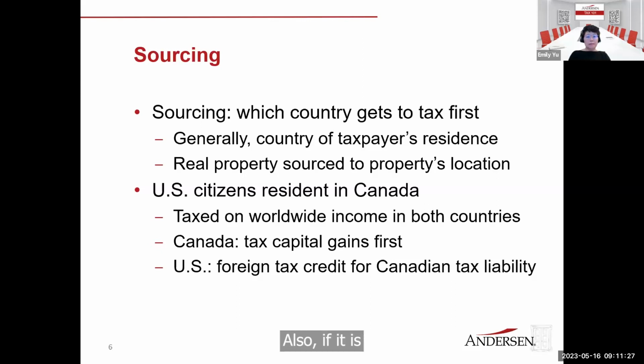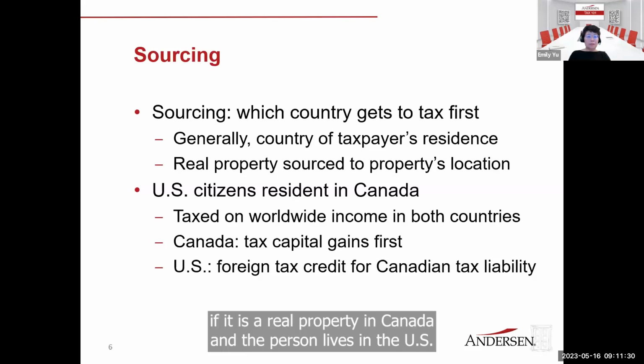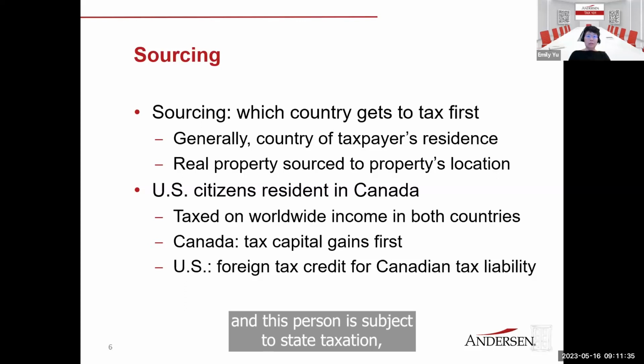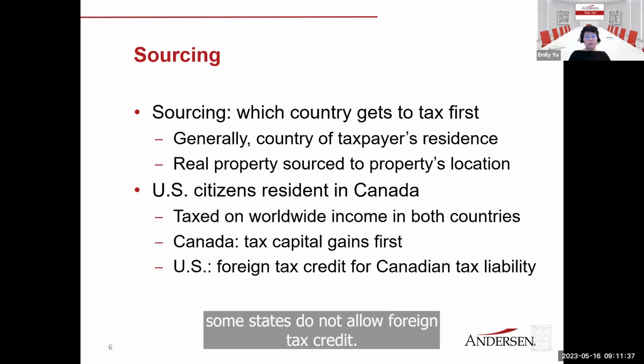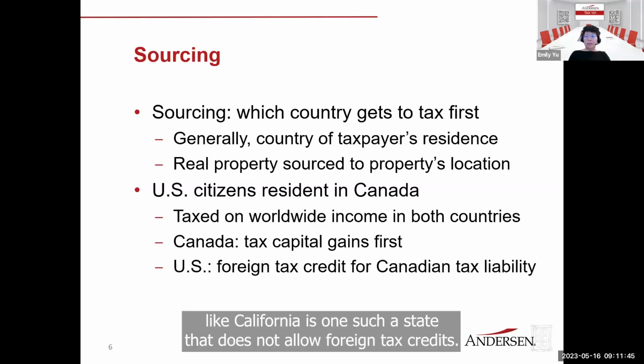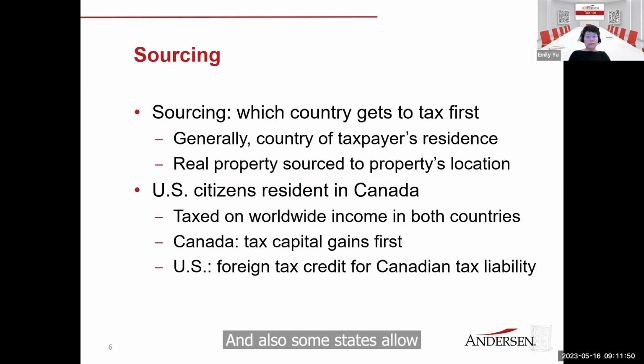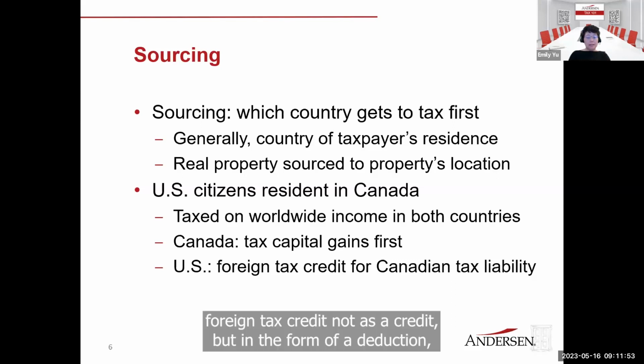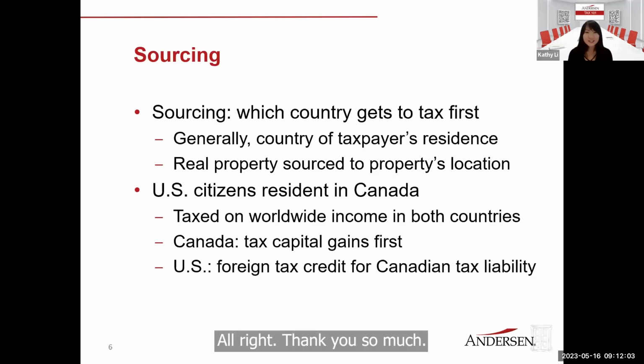Also, if it is real property in Canada and the person lives in the US and is subject to state taxation, some states do not allow foreign tax credit. We mentioned California being a special high tax state. California is one such state that does not allow foreign tax credit. And some states allow foreign tax credit not as a credit, but in the form of a deduction, which is not as effective in reducing state tax liability. Right. Thank you so much.